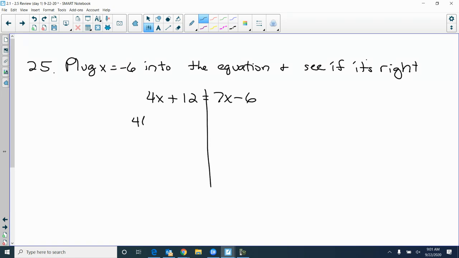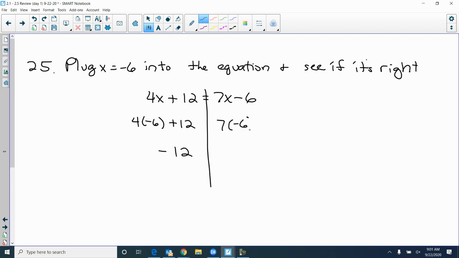So it's 4 times -6 plus 12. I'm going to work with that entire left-hand side. I'm not even going to worry about the right-hand side first. You'll use your calculator, that's absolutely fine. And what do I end up with at the end? Connor? -12. So I get -12. So if the other side is -12, I know we're right. If it's not -12, then Sally's wrong.